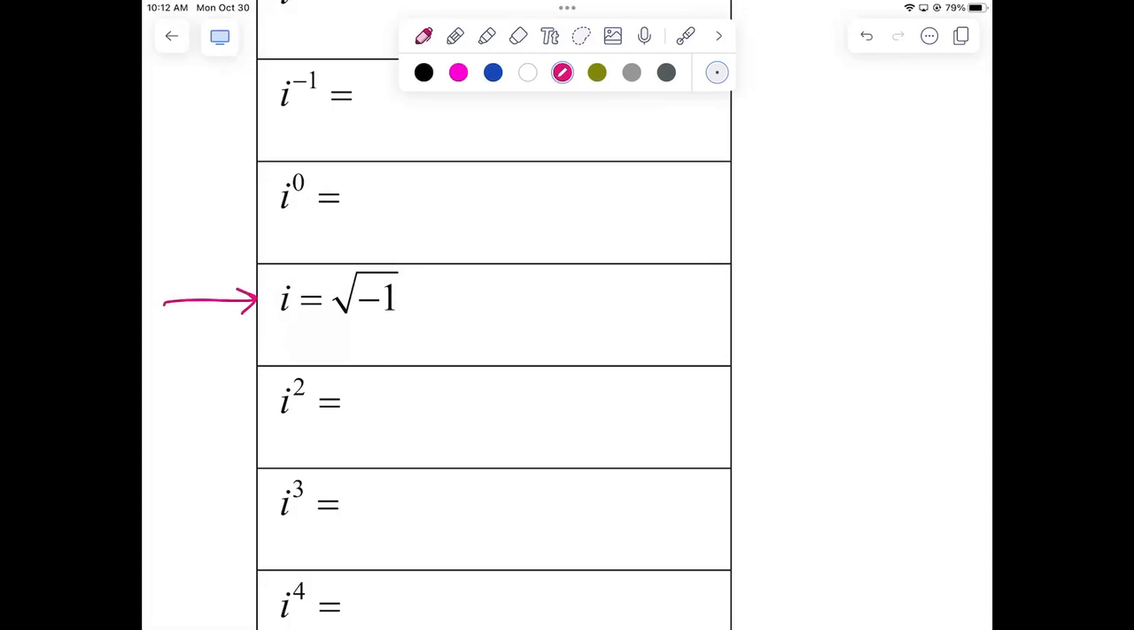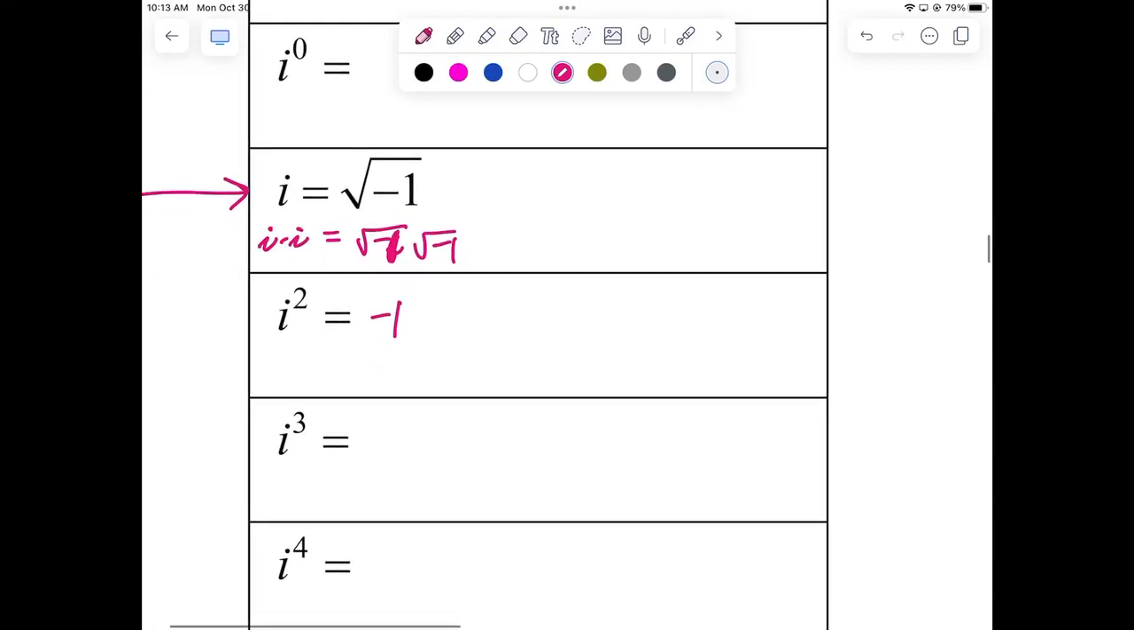Okay, if I multiply both sides by i, multiply the left side by i, and multiply the right side by i, what do I get? What's i times i? i squared. And what's negative square root of negative 1 times square root of negative 1? Negative 1. Okay? Now, what if I do it again? What if I take i squared equals negative 1, and I multiply both sides by i? i squared times i is i cubed. And what's i times negative 1?